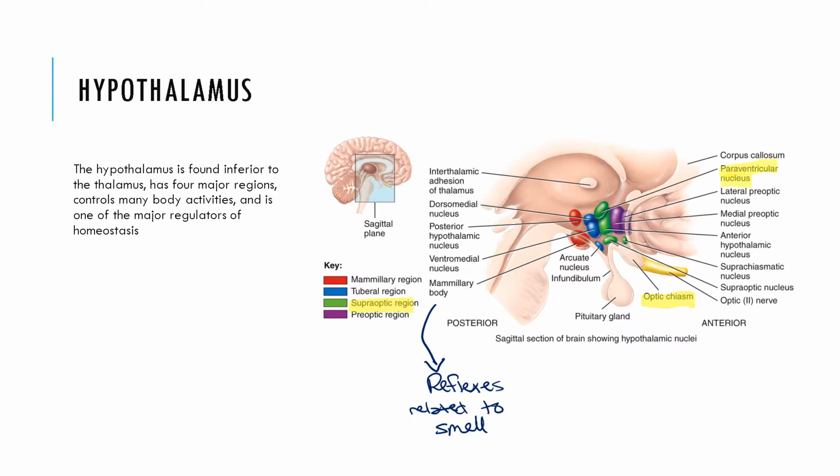We have first the paraventricular nucleus, the anterior hypothalamic nucleus, the suprachiasmatic nucleus, and the supraoptic nucleus, which is going to be the 4 nuclei of the supraoptic region. And then our last region of the hypothalamus, I'll just quickly erase this here. Our last region here is the preoptic region in purple here. And the preoptic region regulates certain autonomic activities, and it consists of the lateral preoptic nuclei and the medial preoptic nuclei.